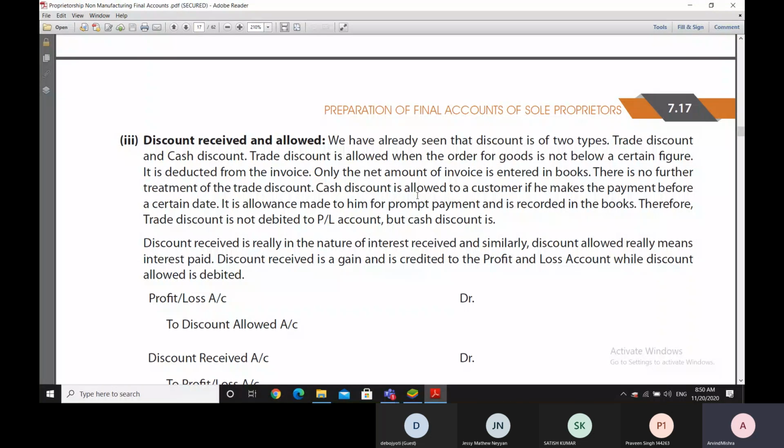But on the other hand, the cash discount is allowed to a customer if he makes the payment, because there was a credit sale and the customer has to be encouraged to make the payment earlier. Then the cash discount will be offered to him if he makes the payment before a certain date. So in that case, it is an allowance being made for prompt payment, and therefore this amount is going to be recorded in the books of accounts. Therefore, the trade discount will not be debited to profit and loss account, but cash discount will be debited to the profit and loss account.